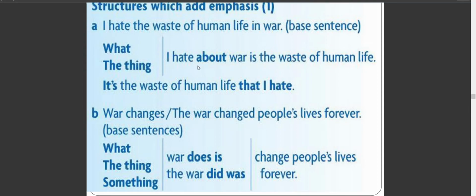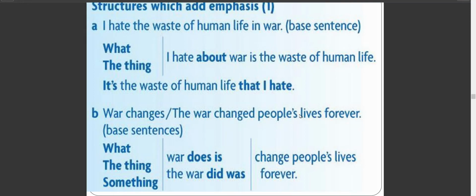What I hate about war is the waste of human life. It is the waste of human life that I hate. War changes... The war changed people's lives forever.